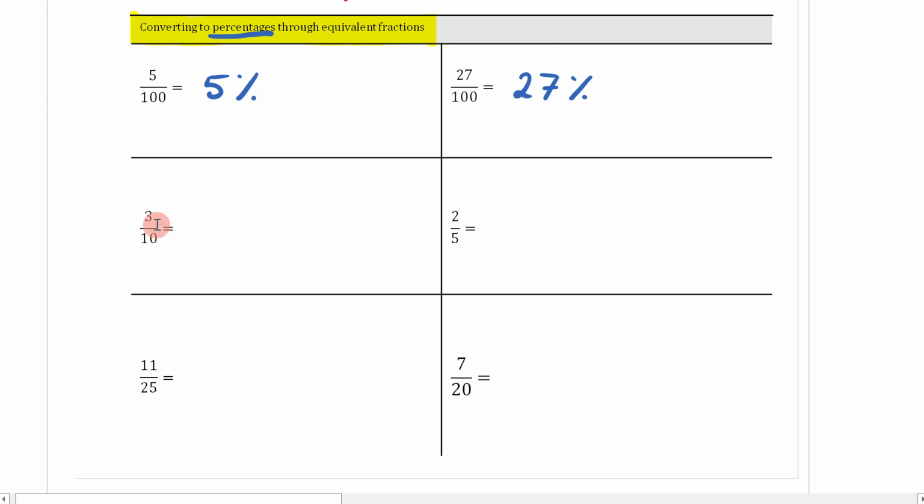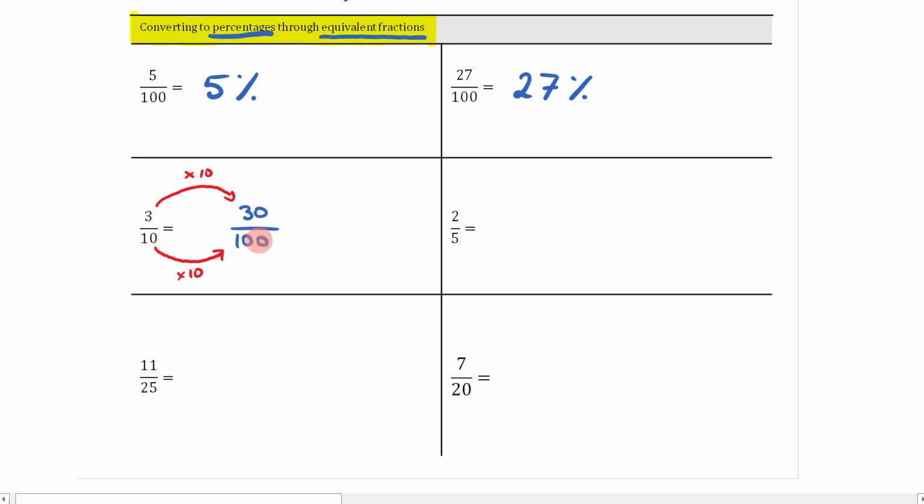Now, what if I gave you a fraction in which the denominator was not 100? Well, what we can do is create an equivalent fraction such that it now has a denominator of 100. So what you're going to ask yourself is, what must I times 10 by to get it to 100? And hopefully your answer is 10. 10 by 10 will give me 100. And remember, whatever you do to the bottom, you must do to the top. So I times the top by 10 as well. So 3 times 10 is 30, and 10 times 10 is 100.